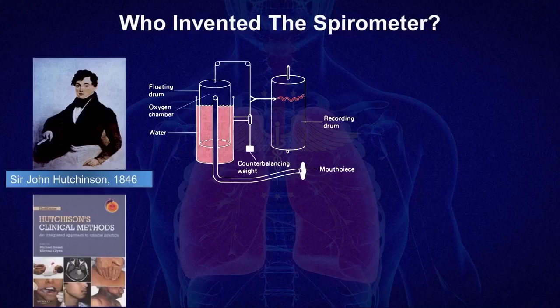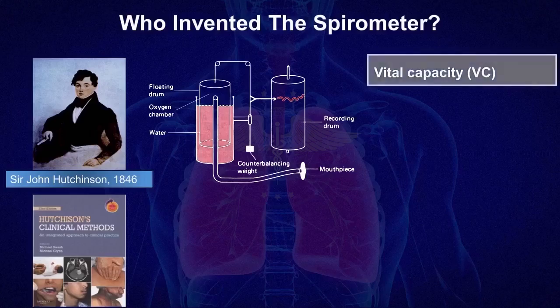So instead of a tub and a balloon, he just used a drum and filled that with water. And as the subject blew air into the drum, there was a displacement with the water and a graph was produced which measured the volume of air coming from the lungs. The volume of air that one exhaled after taking a deep inhalation was what he called vital capacity.